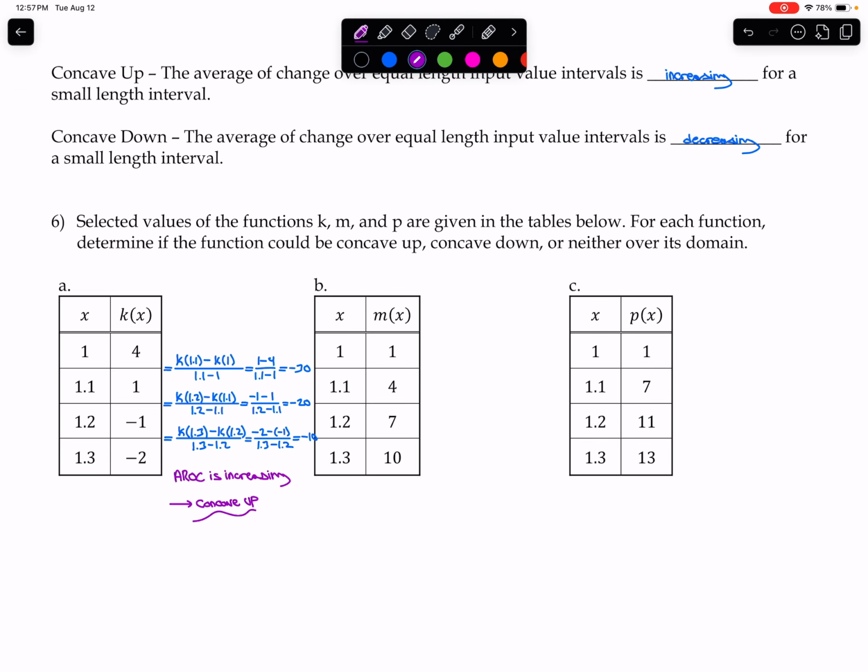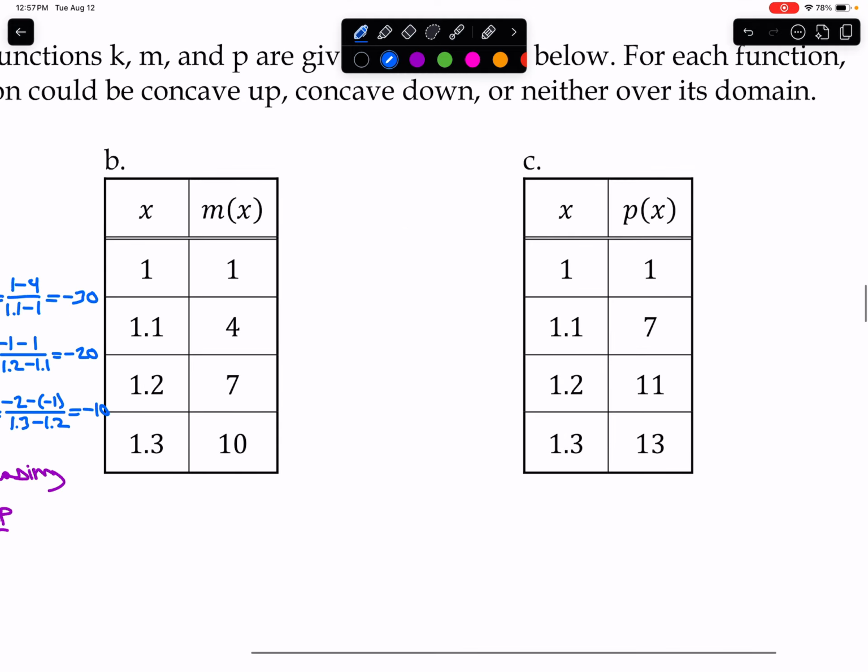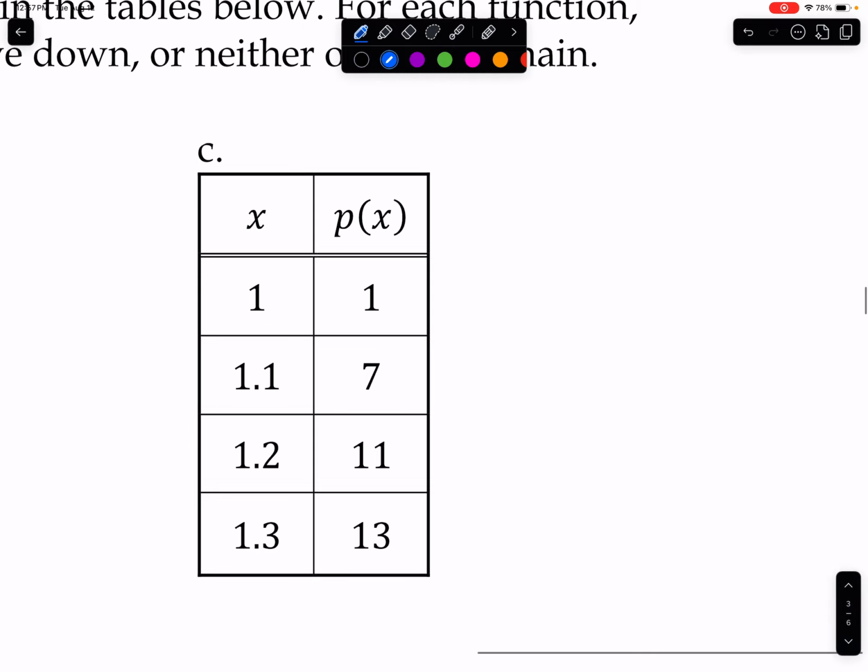So same idea for B and C. I would highly recommend pausing here, trying B and C on your own, and seeing if you get the same thing that I do. All right. So I'm going to jump over to part C, and then I'll come back and do part B.